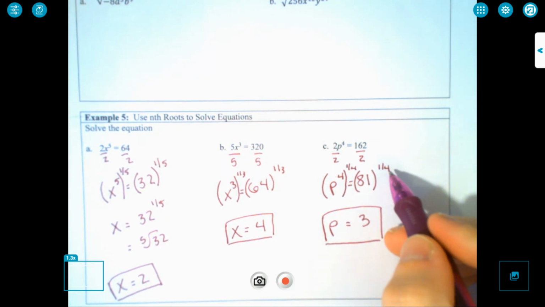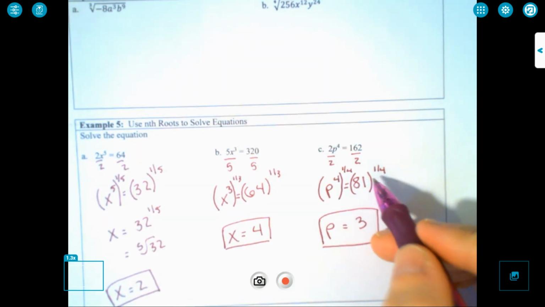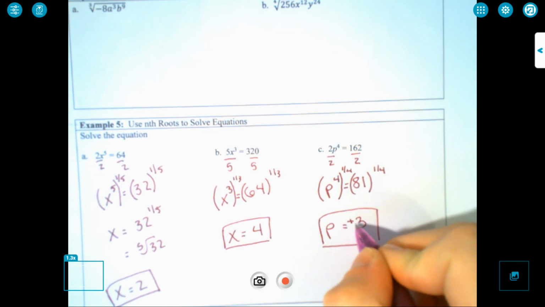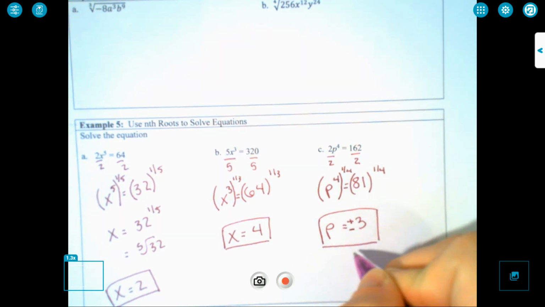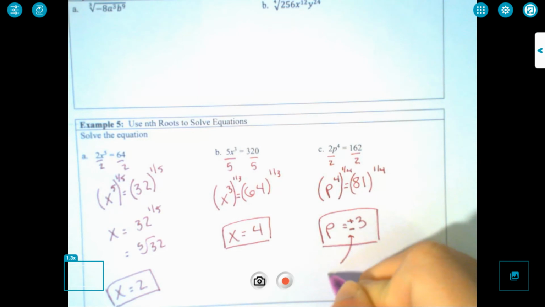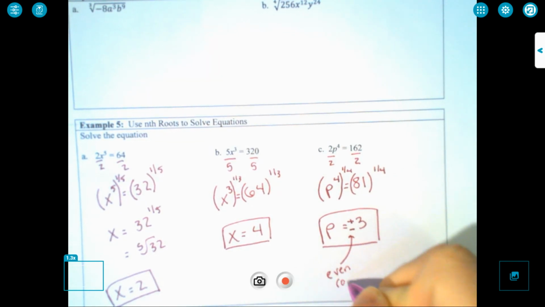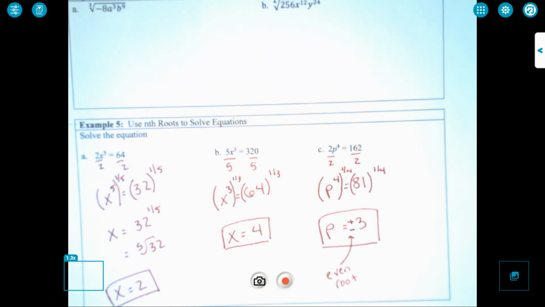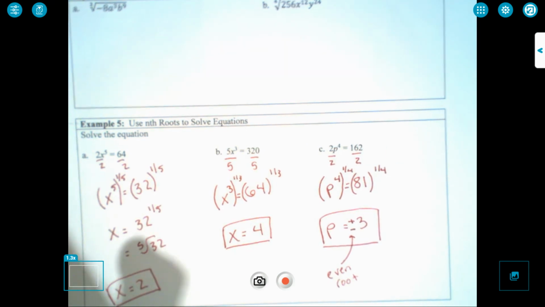Now this time we've got to worry about it. We took the 4th root. Since that's an even root, you've got to make sure you include plus or minus. Like I said, that's because we took an even root. All right, so those are just the basic equation solving problems.